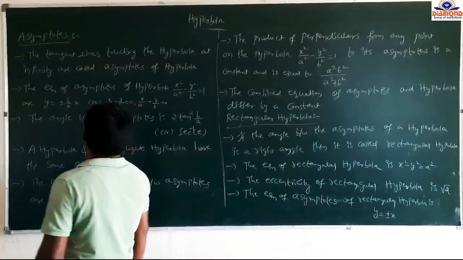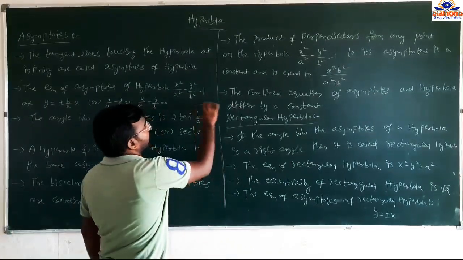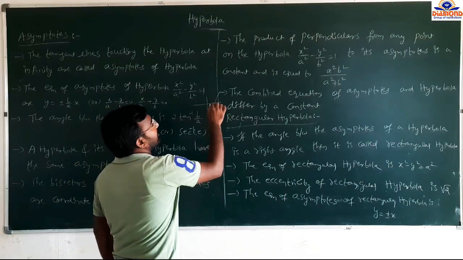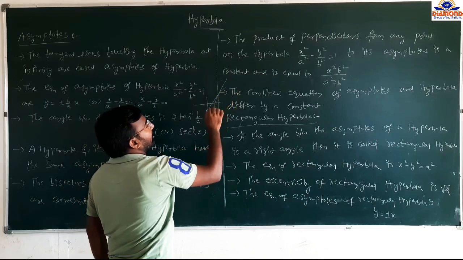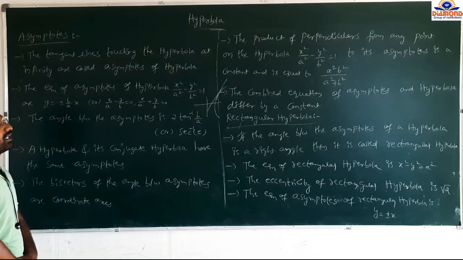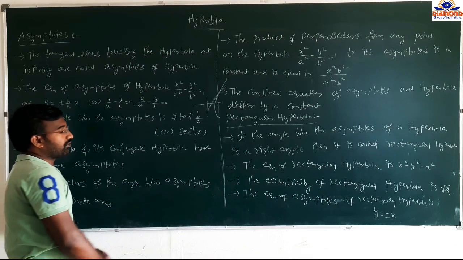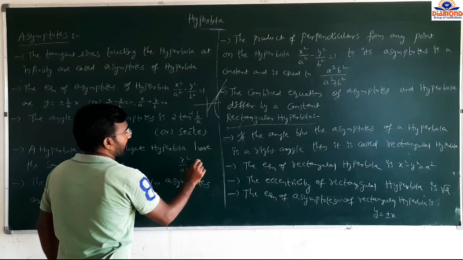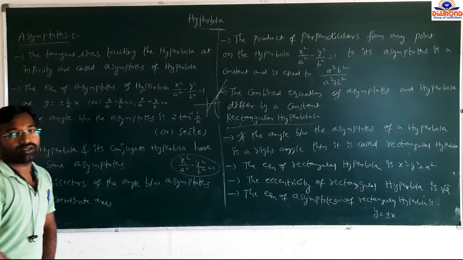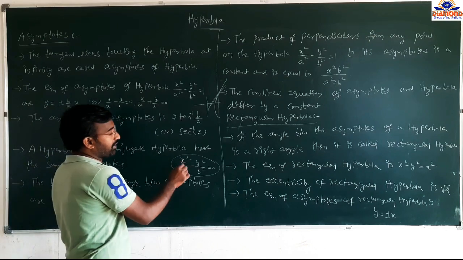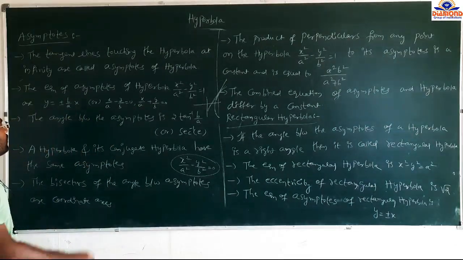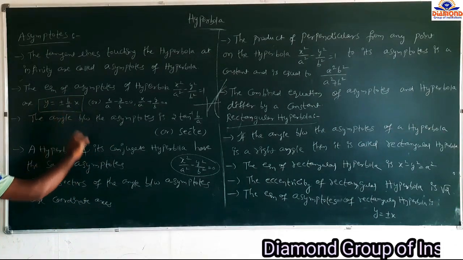Asymptotes. If you take the hyperbola, the tangent that meets the hyperbola at infinity point is called an asymptote. The equation of the asymptotes is x square by a square minus y square by b square equal to 0. In the place of 1, put 0. So this is nothing but x by a minus y by b equal to 0 or x by a plus y by b equal to 0. Otherwise write y equal to plus or minus b by a into x.